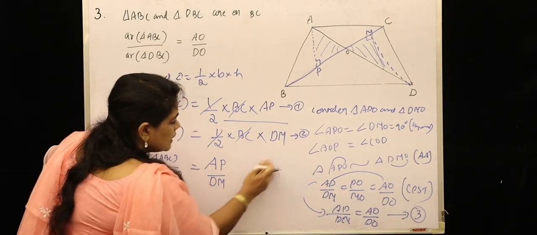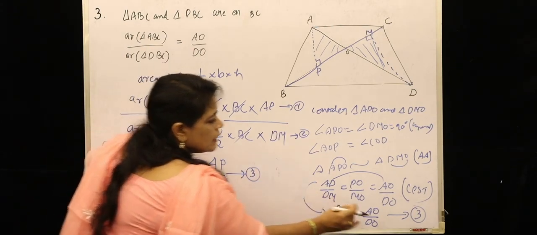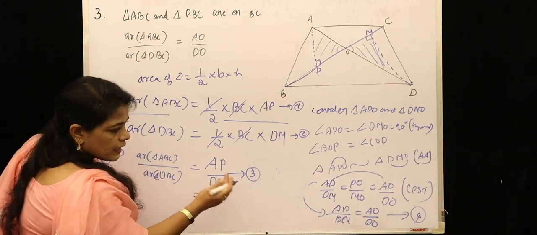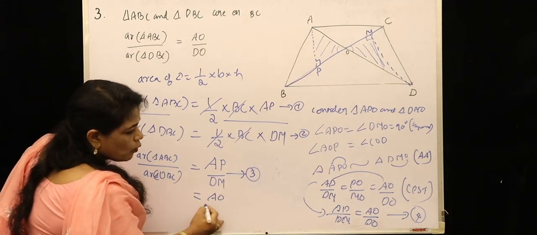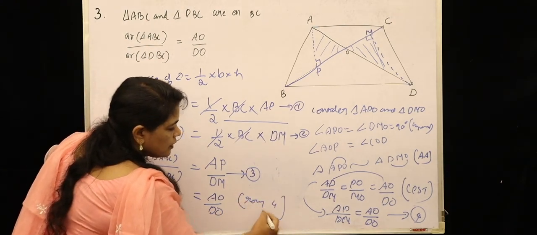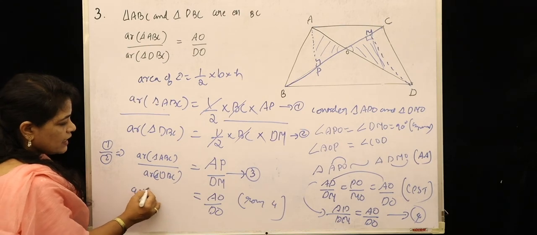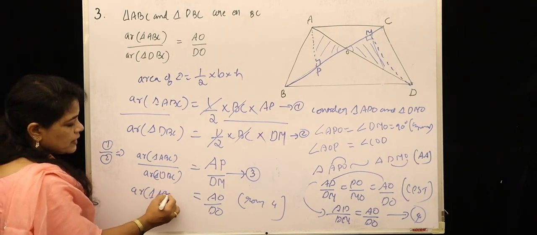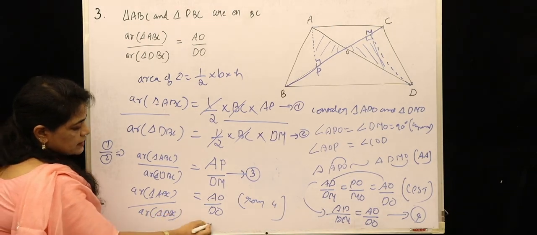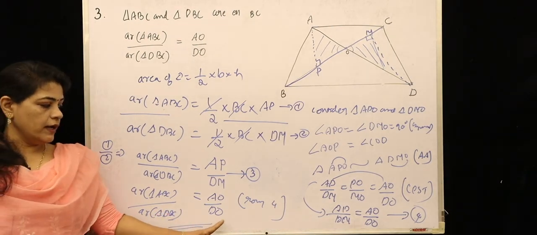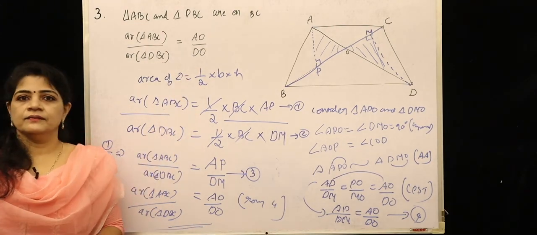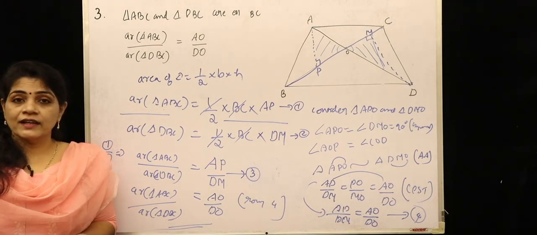Equation number 3, and here equation number 4. Now AP by DM can be replaced with AO by DO, from 4. So in the LHS you can write area of triangle ABC by area of triangle DBC is equal to AO by DO. This is the required result. I hope this step is clear. It's a very important question.